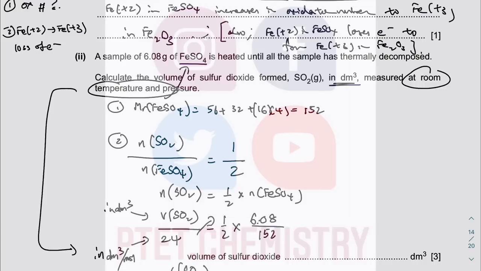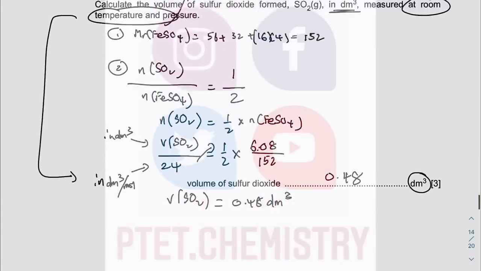I'm going to get 0.48 dm cubed. The answer is in dm cubed as well. The unit given in the answer is in dm cubed, so I'm fine there. I need to be careful because sometimes they actually ask in cm cubed, so I might have to convert this to cm cubed by multiplying by 1000 if they ask me in cm cubed.